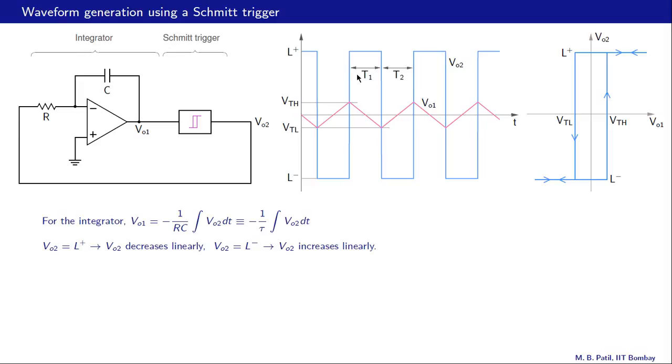Alright, so let us consider the case where VO2 is positive. Let's say this interval marked T1 here. So here VO1 is decreasing because VO2 is positive, and what is happening in terms of this VO versus VI relationship for the Schmitt trigger. VO2 is high, so we are here, and VO1 is decreasing, so we are going in that direction. When we cross VTL, the output is going to flip from high to low, and that is what happens here.